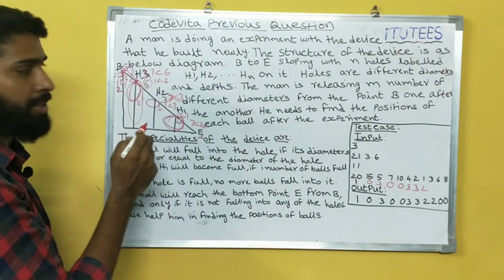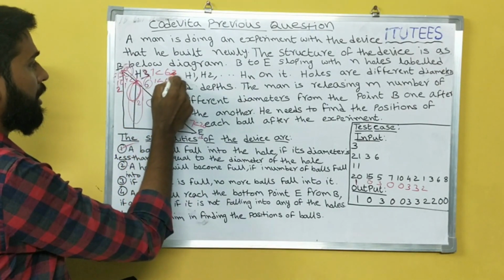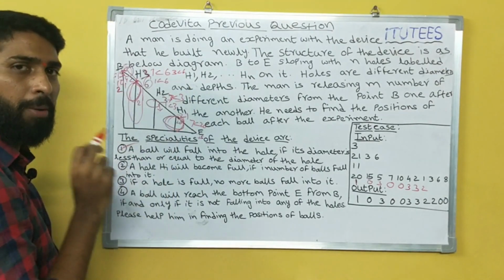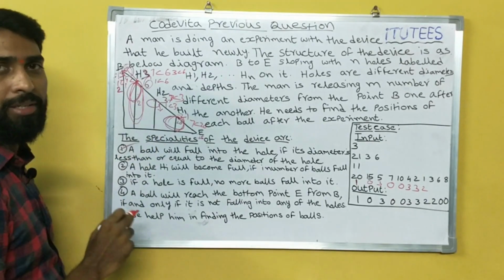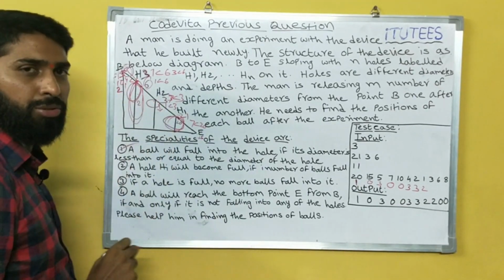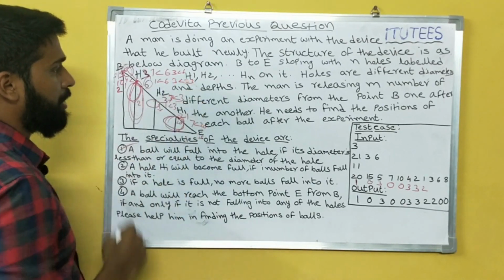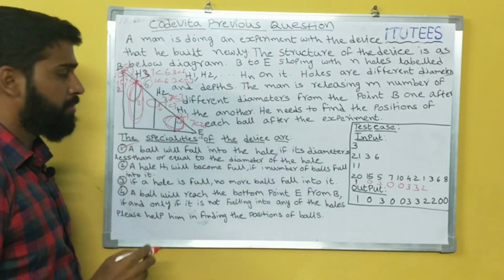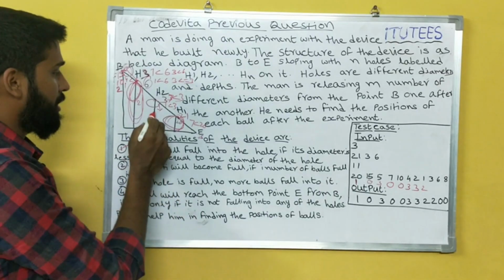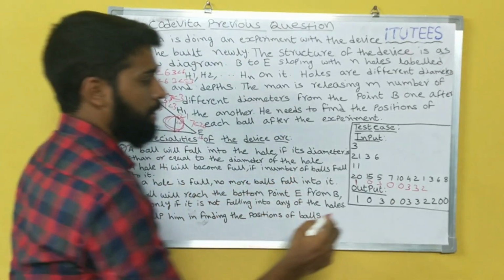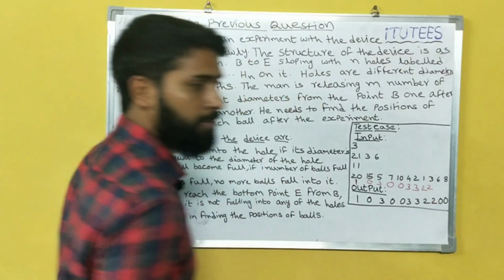Next ball 3. 3 less than 6, true, but it is already filled. Next H2. 3 less than or equal to 3. True or false? True. So it is falling in second hole. That means the third ball is falling in 2.